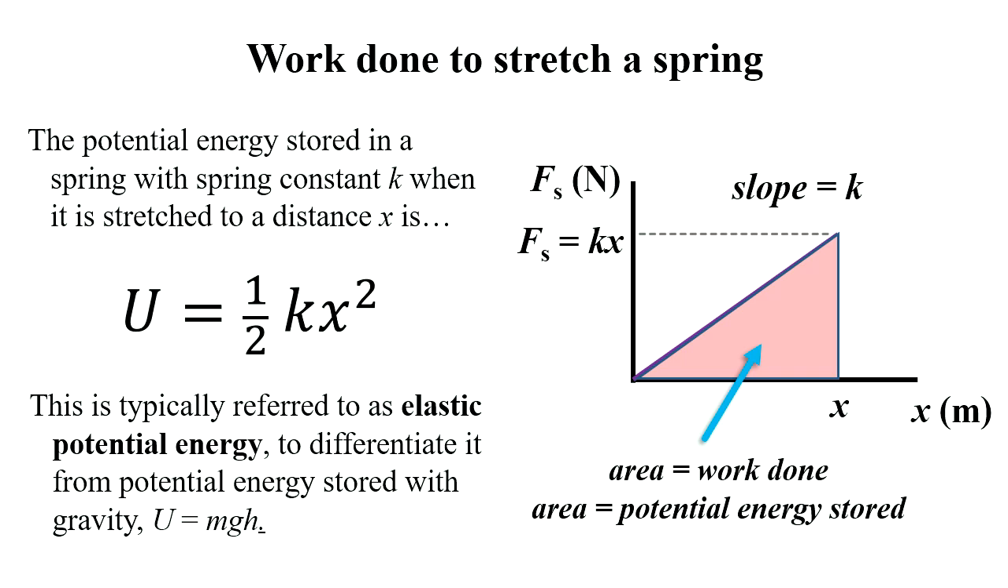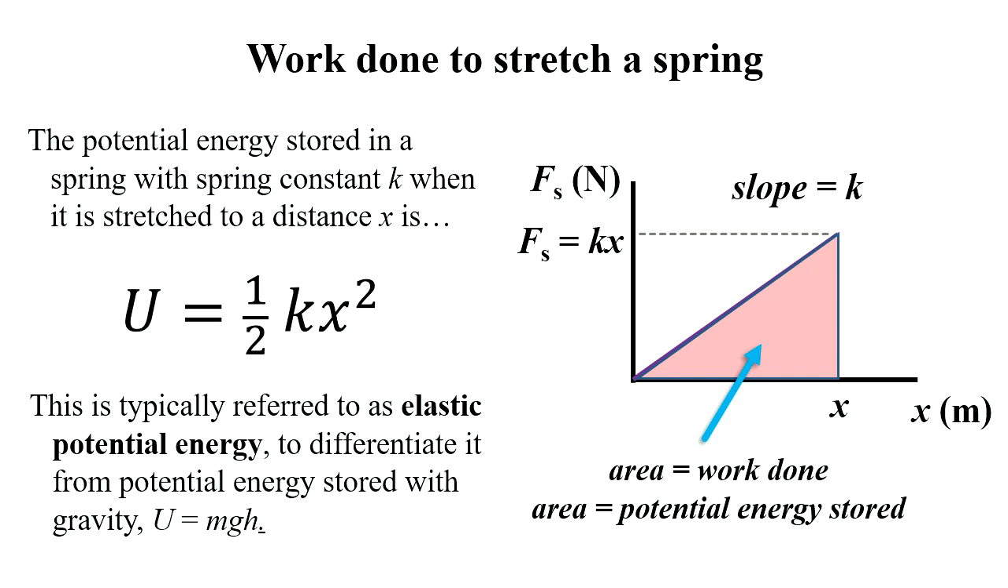Think about this graph. It's a triangle. The area under the graph is going to be 1/2 base times height. The base is x, the stretch. The height is the spring force, and we know that equals kx. So there's a big rectangle there whose area would be kx squared, and the triangle is only half of that area.